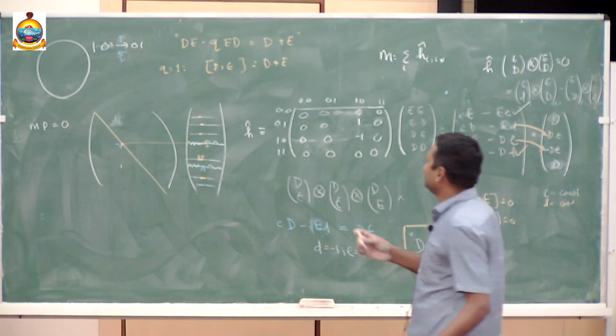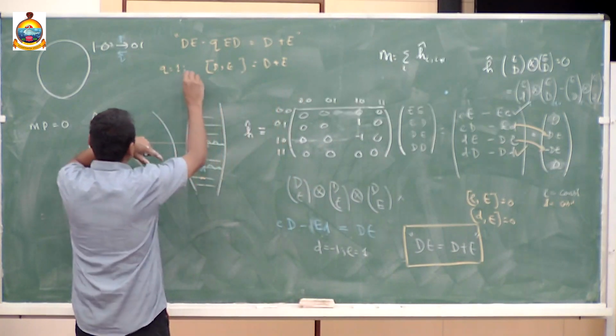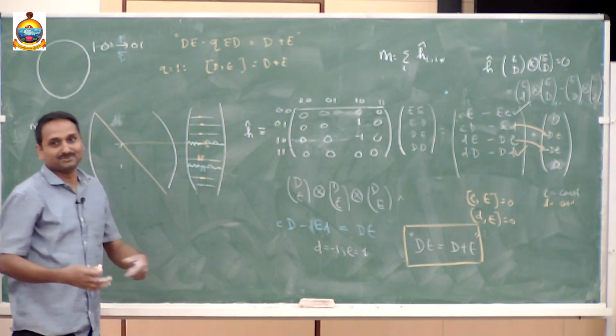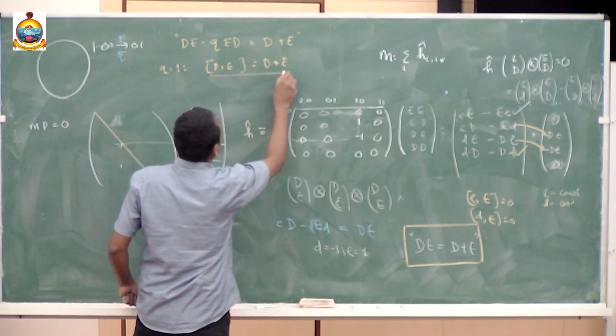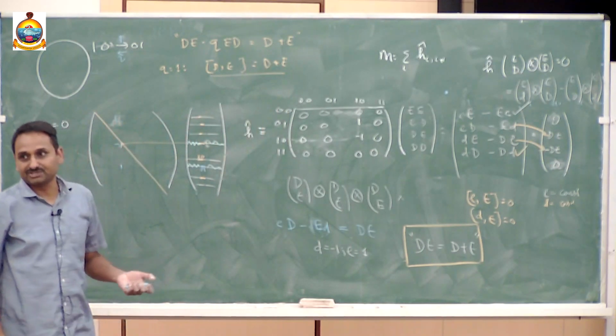I do not know. After that it depends on who, right? How much you are handling matrices. Right, so I do not know how. So this is DE equal to D plus E. That's a commutation relation you have.